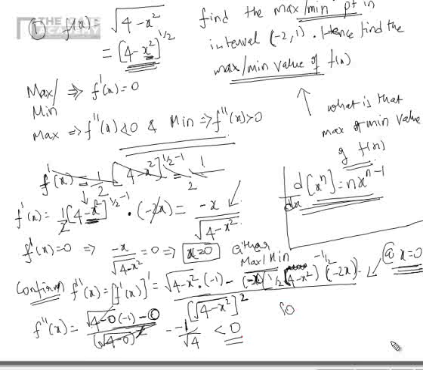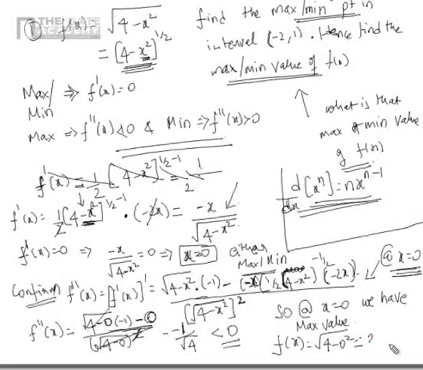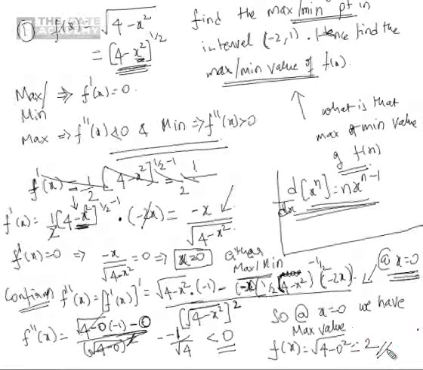So at x equal to 0 we have maximum value, and what is that value? We have to substitute back. So f of x will be root of 4 minus 0 square, that is nothing but 2. This is the value.